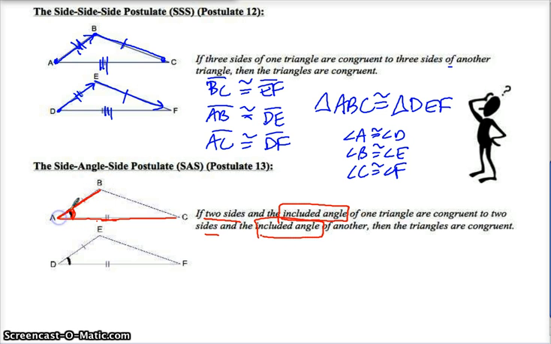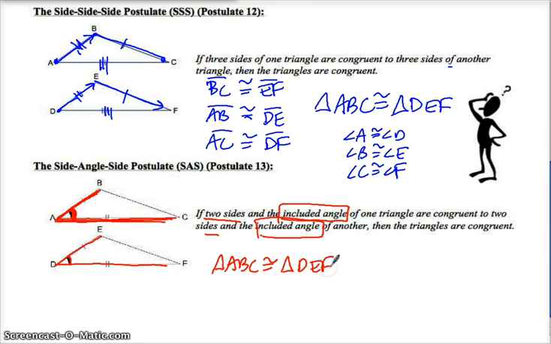So this is SAS, side, angle, side. So notice how that order, side, angle, side. The angle is connecting those two sides. It's the glue that holds those two sides together. And here we have the same marks. It's side, angle, side. So triangle ABC is congruent to triangle DEF.